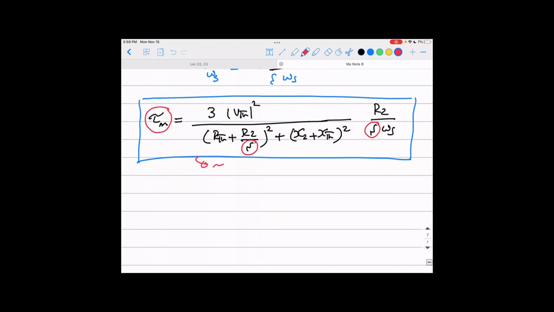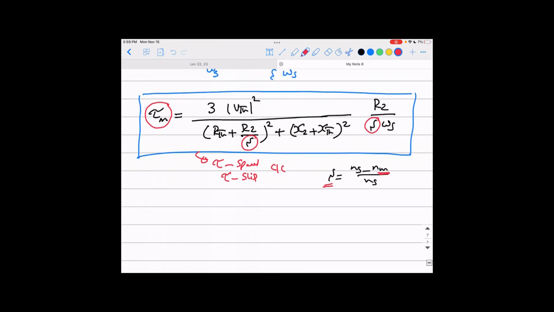So this, we call the torque speed or torque slip characteristics, because you know that the slip equals (ns minus nm) over ns. The synchronous speed ns is most of the time constant, so the slip totally represents the mechanical speed. So you can use this equation to represent your torque speed characteristics.